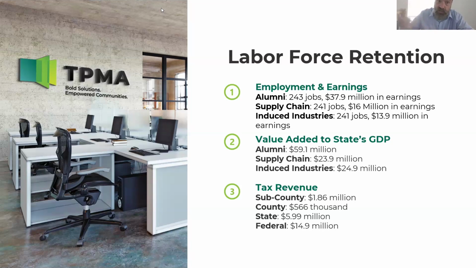In this situation, these 243 people earned $37.9 million last year. And again, isolating these industries, and some of the other examples I talked about one industry, but IMPLAN is so powerful, you can attribute these people across a series of industries and run one analysis. And that's what we did here. It generated an additional 241 supply chain jobs, $16 million in earnings. Induced industry, again, as fate would have it, the same number, 241 jobs, $13.9 million in earnings.